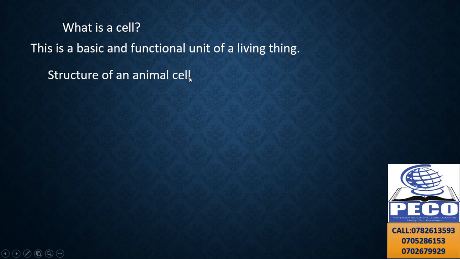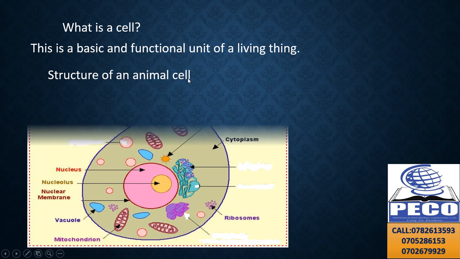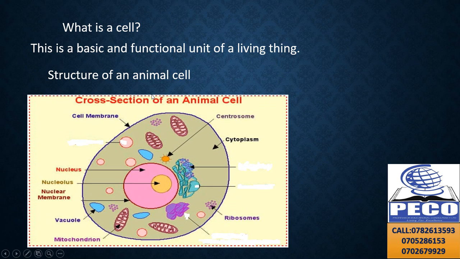Let us look at the structure of the animal cell. Wow, that's where we are. Now this is a cross section, it has been cut. Outside, this cell has a membrane, and they call this a cell membrane. This one, a cell membrane.